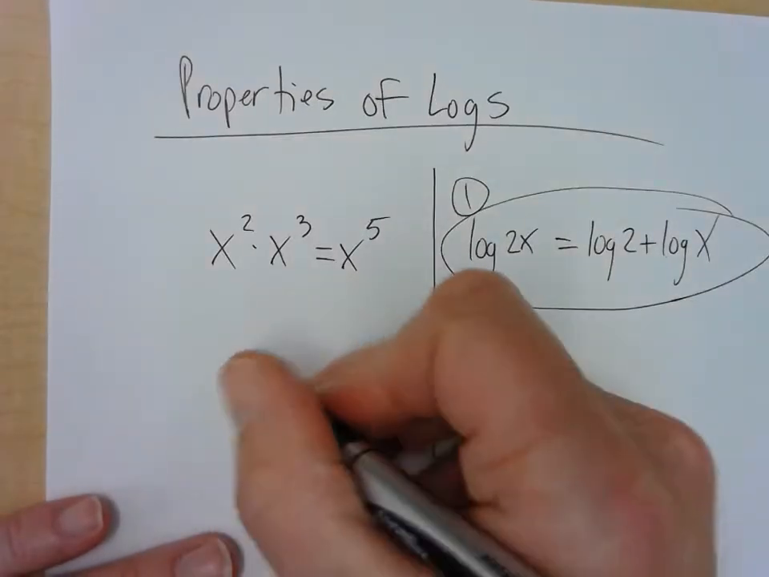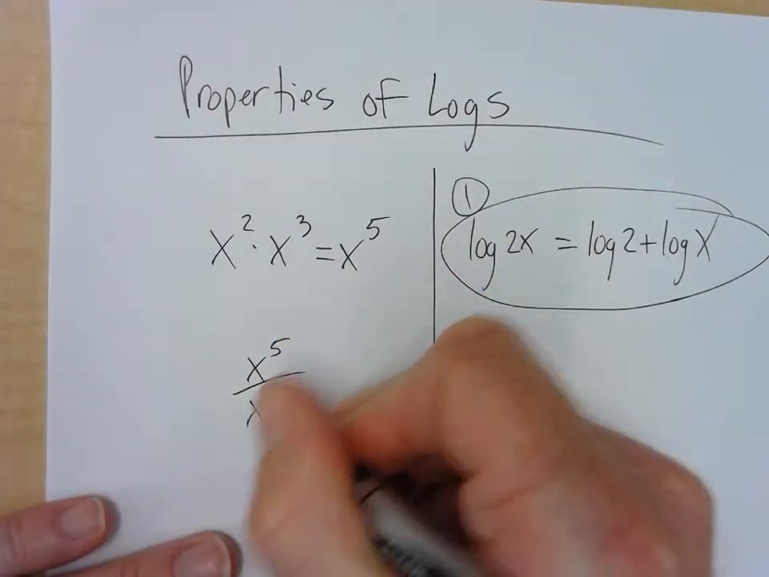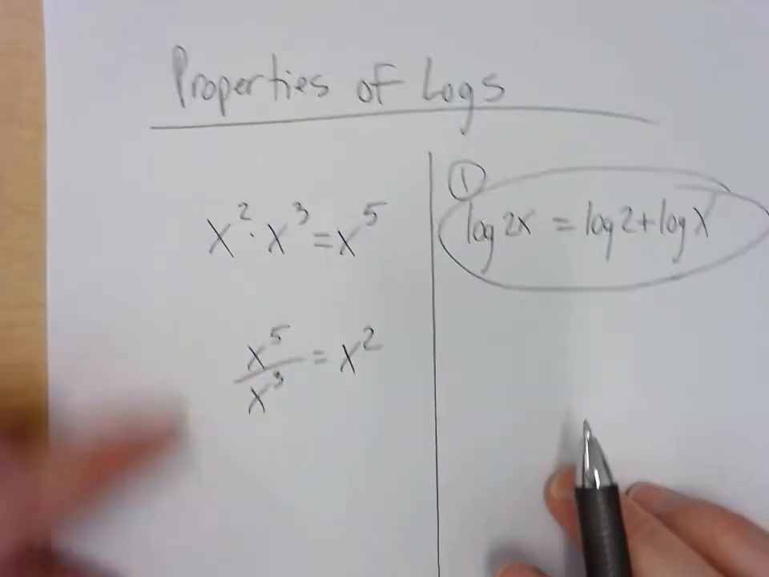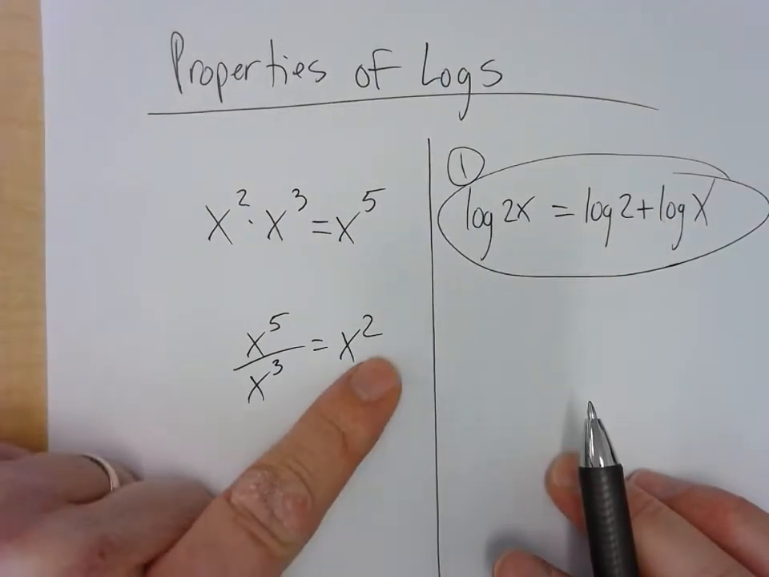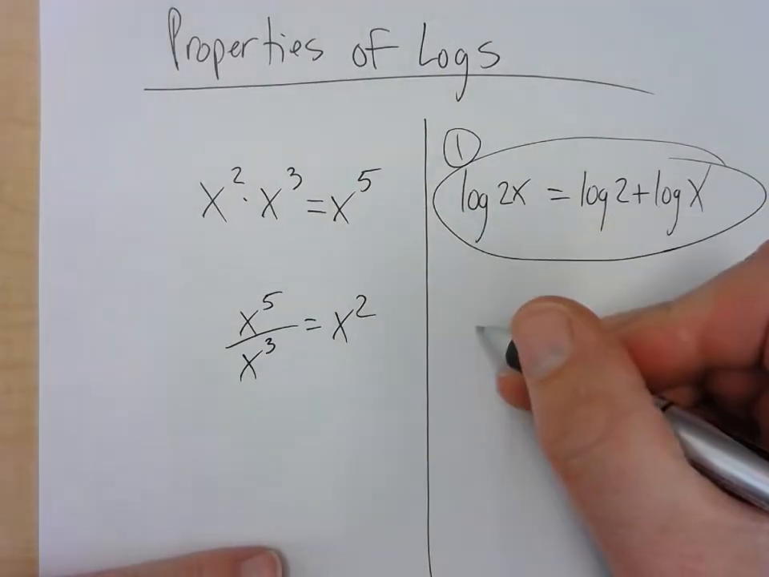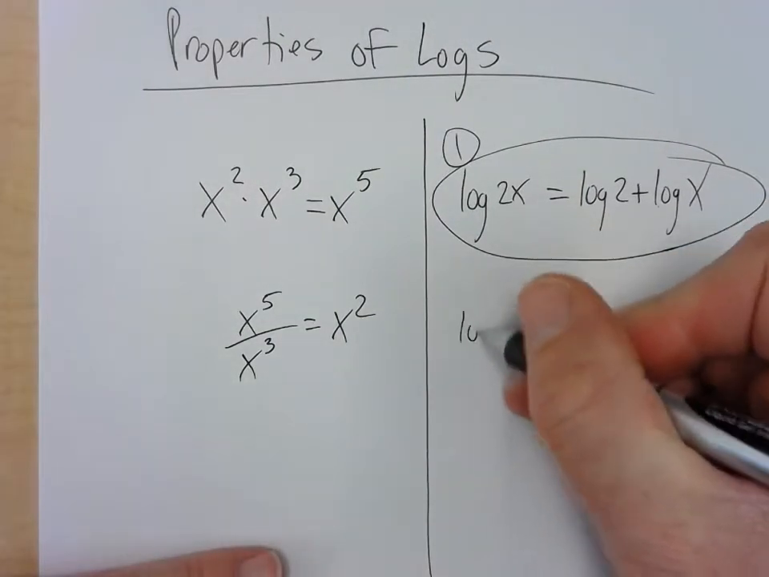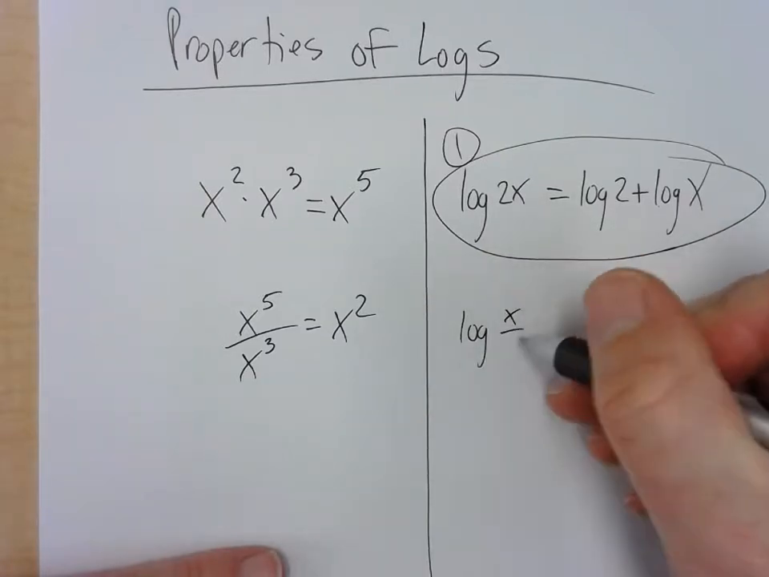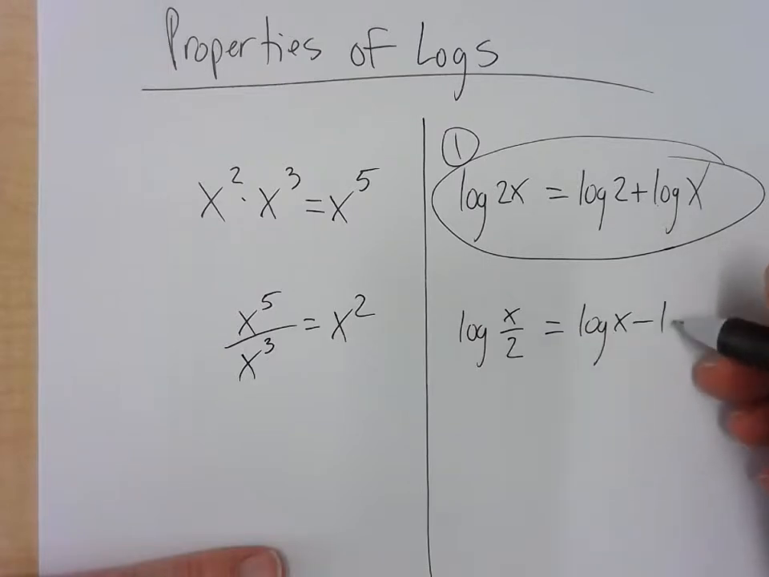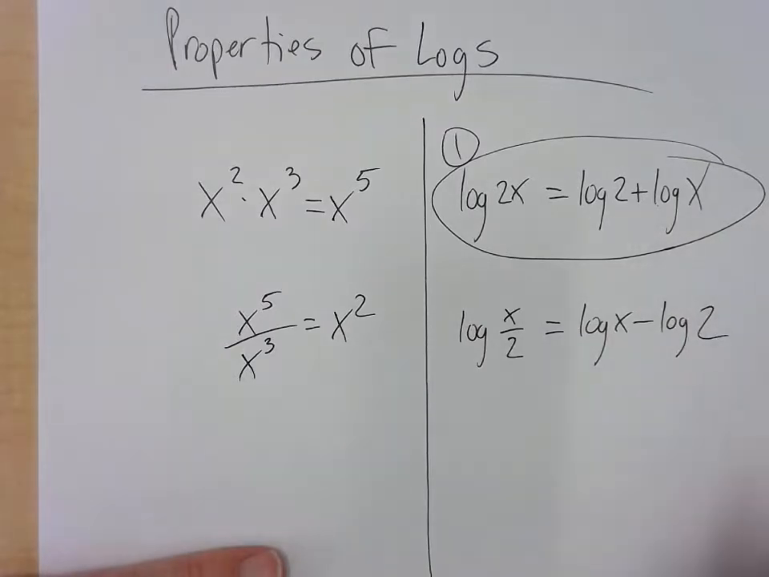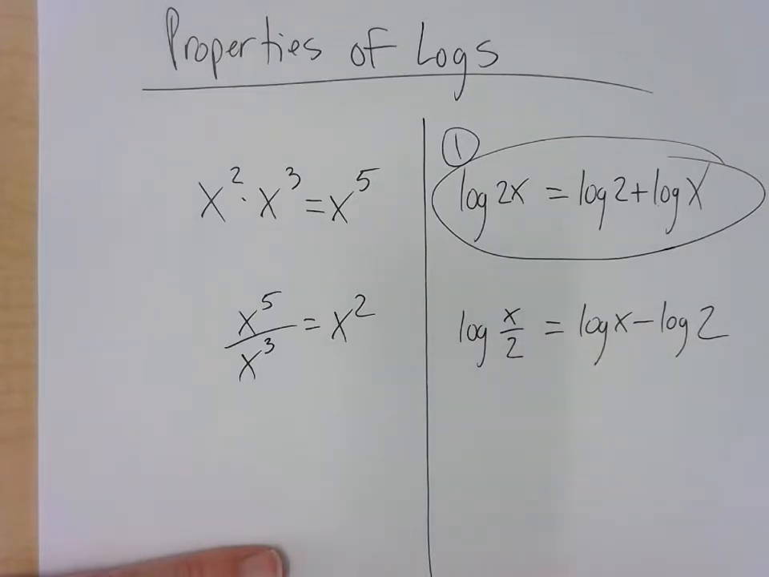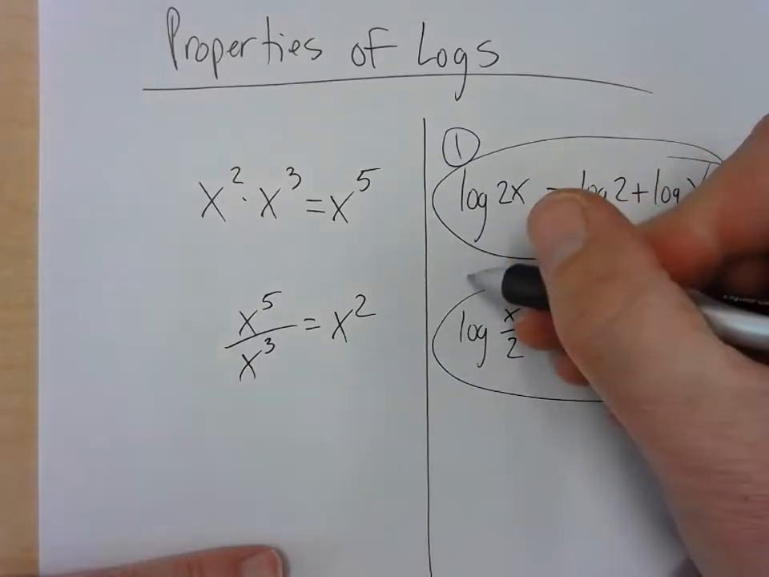The next property is if we have x to the fifth over x to the third, we change that to x squared. So division changes into subtraction. We subtract the 5 and the 3. Well, guess what? The property holds over here. If you have log of x divided by 2, you get log of x minus log of 2. And it's the top minus the bottom. It's the numerator minus the denominator. So that's rule number 2.